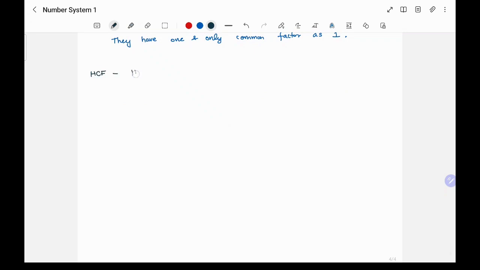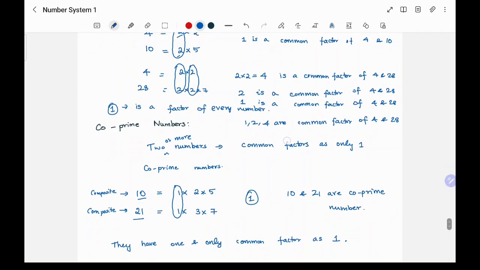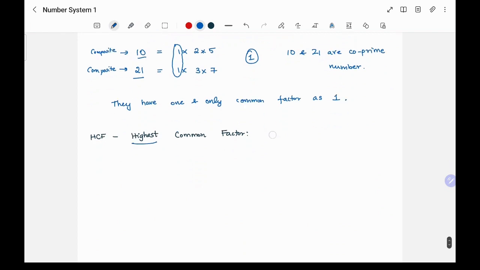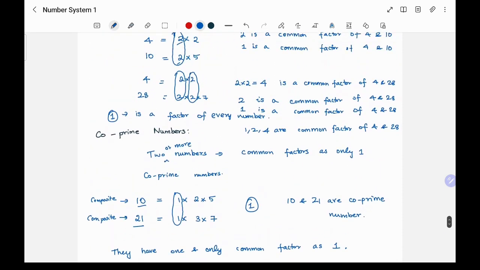HCF is highest common factor. So we already saw what a common factor is, right? The factors that are common to two numbers. So what it says, highest common factor. So the highest value among the common factors is HCF. We already have an example here.